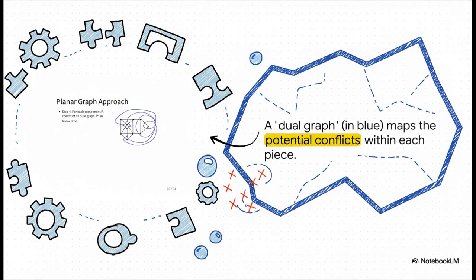Now think of it this way. If the original graph shows all the connections, the dual graph maps out the spaces in between those connections. This trick lets the algorithm see the problem from a completely different angle. It highlights where all the potential conflicts are, which makes the whole thing much easier to figure out.